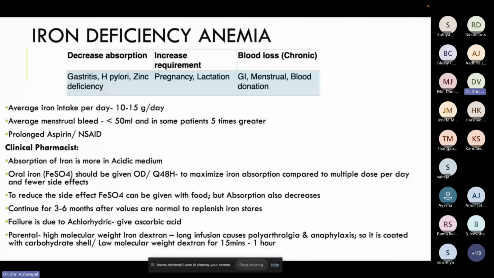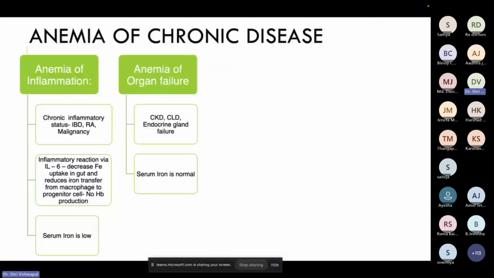Now, the next one is anemia of chronic disease. Anemia of chronic disease can be classified into two types: one is anemia of inflammation, and another is anemia of organ failure. Diseases which cause anemia of inflammation are inflammatory diseases like IBD, inflammatory bowel disease, and rheumatoid arthritis, and even malignancy can cause anemia of chronic disease.